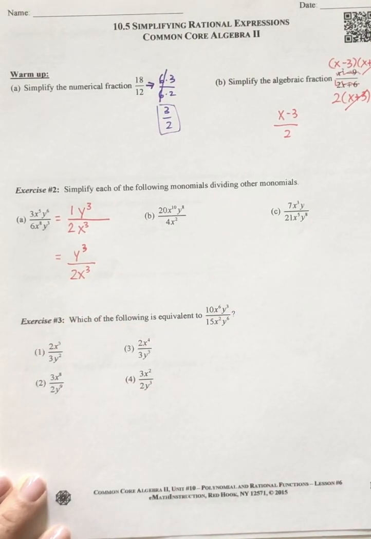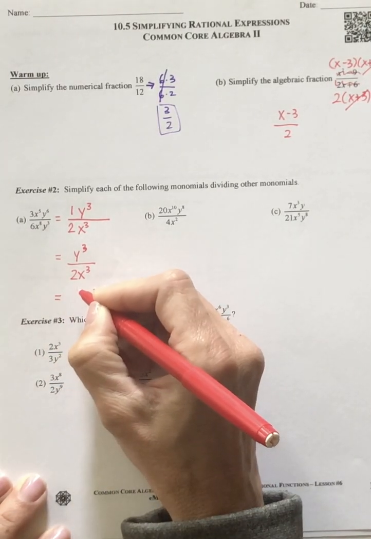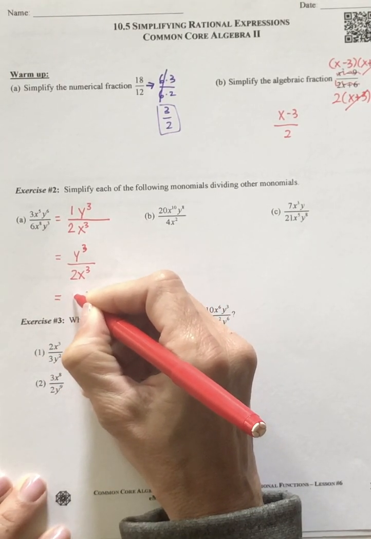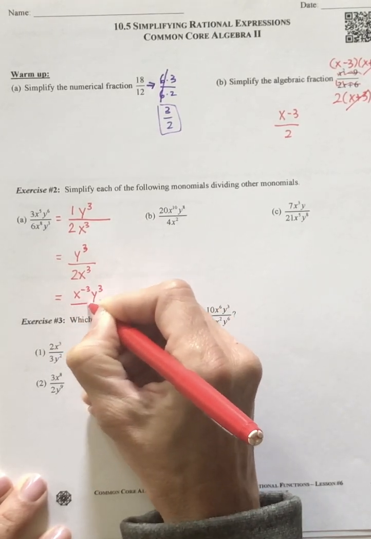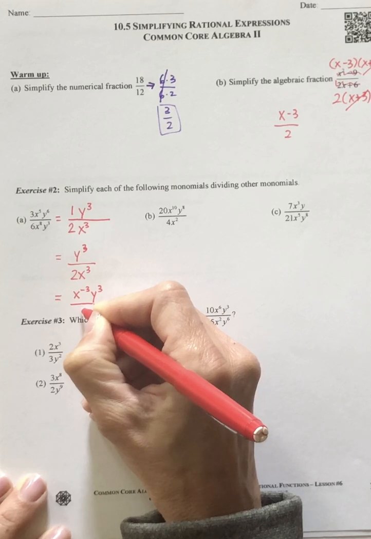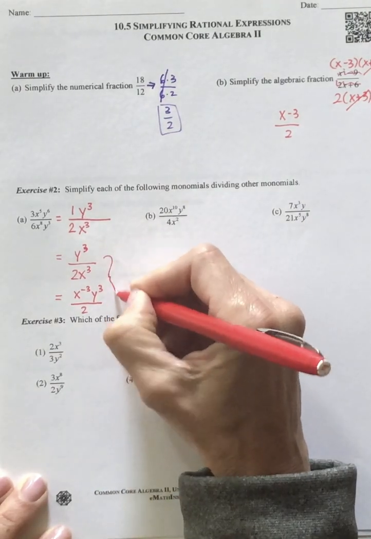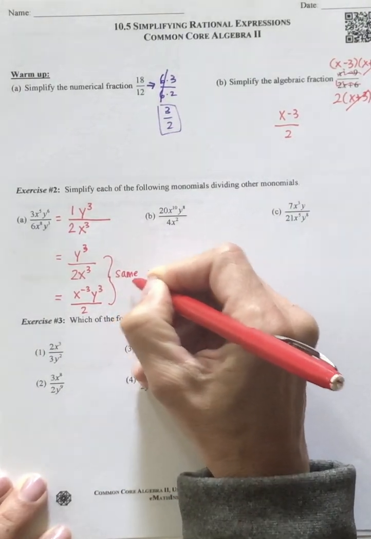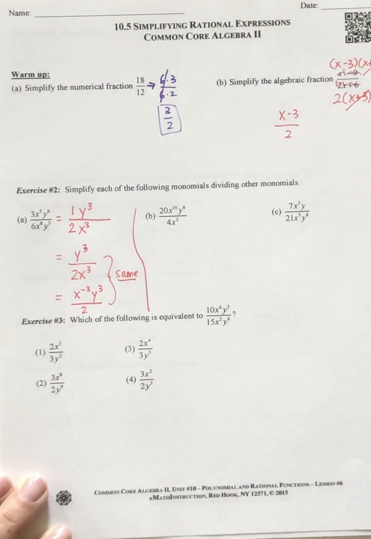They didn't specify no denominator or anything like that, or only positive powers. I mean, you could actually, if you use the rules of exponents, you would get x to the negative 3rd, y to the 3rd over 2. That would be the same answer. So both of these are the same, depending on what you were looking for or any kind of directions they gave you.